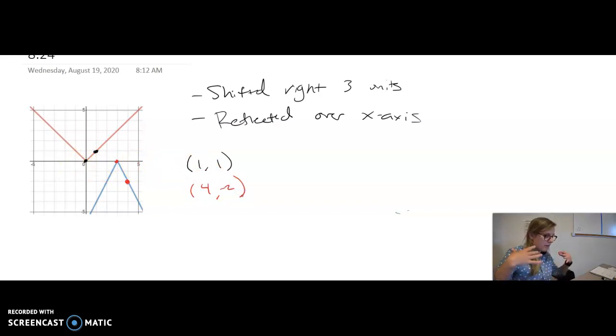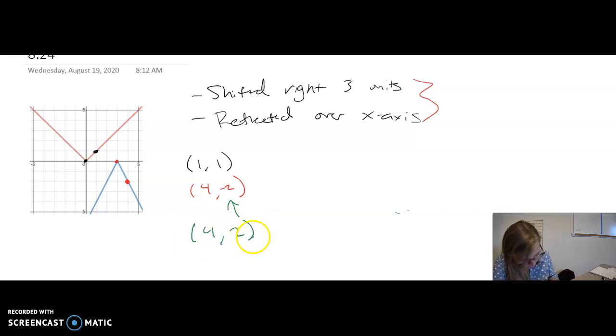Now, in order to figure out how it transformed, we need to dissect this a little bit. So I need to get rid of these two transformations first before we can figure out the stretching. So in order to get rid of them, we need to do the opposite of them. So reflecting over the x-axis means our y value was multiplied by -1. So I'm going to divide it by -1. So now our new point is (4, 2).